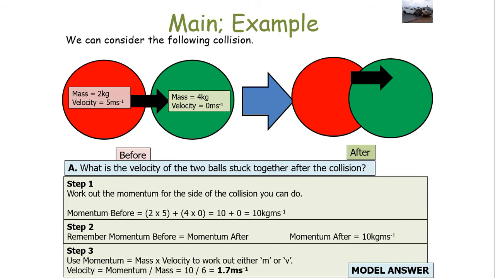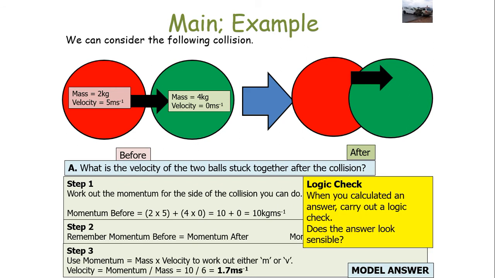Then you use the equation momentum equals mass times velocity, and rearrange it to work out what you want to work out. So the question asks us to work out velocity. So we say velocity is momentum over mass. So you do 10 divided by the mass, which we know, if the two balls are stuck together, it's 2 and 4 stuck together. So the total mass will be 6. So you do 10 divided by 6 and you get an answer of 1.7 meters per second.